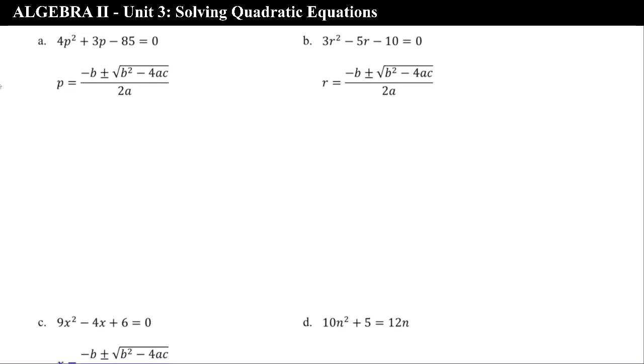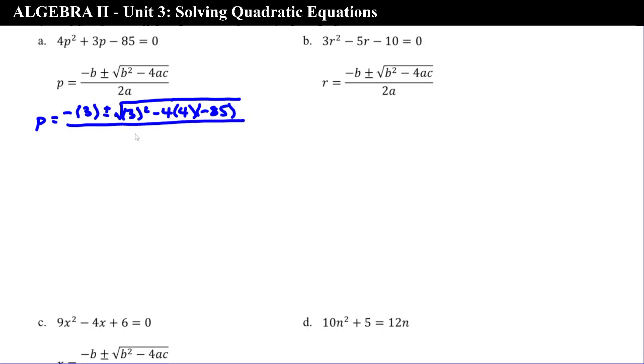So let's start with A. If we want to solve this, all we have to do is substitute in our b, which is 3 here, plus or minus the square root of b, which is still 3, squared, minus 4 times a, which is 4, times c, which is negative 85, over 2a. And a again is 4.